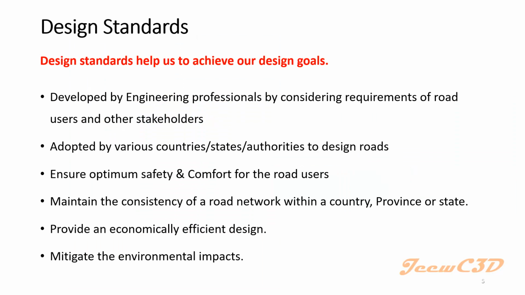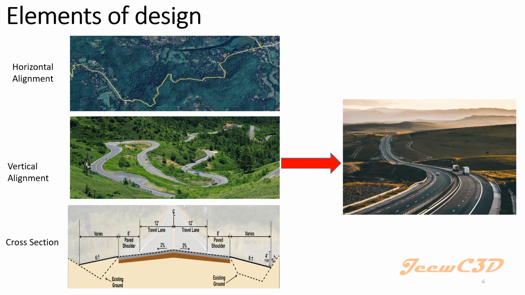Then, to do a good design, you have to have design standards. When I say horizontal alignment in the previous slide, you need to know what curve radius you have to select for the curve, what kind of straight lengths you can adopt, and how much length you have to select to design the road. Then you have the vertical alignment constraint.